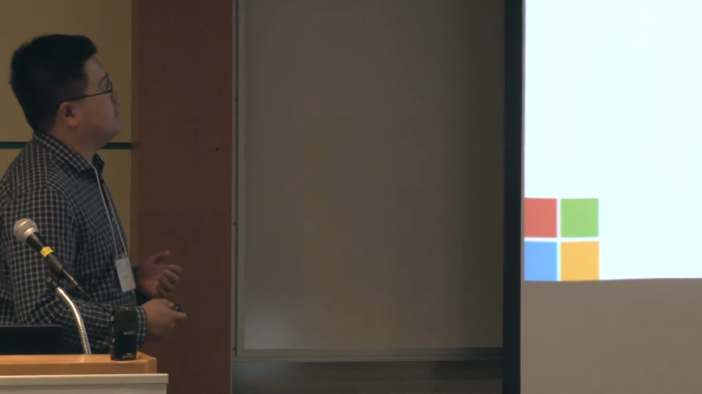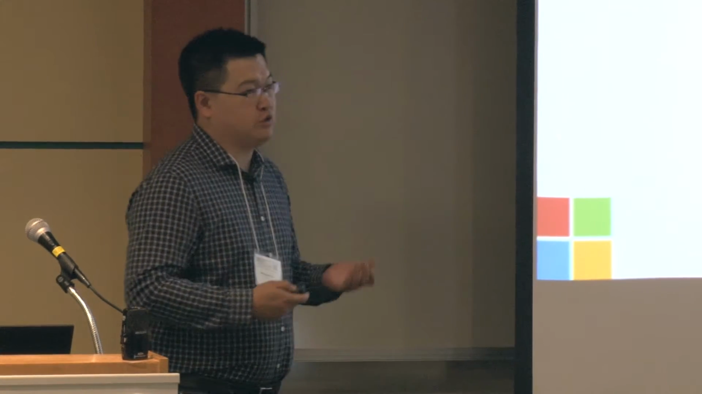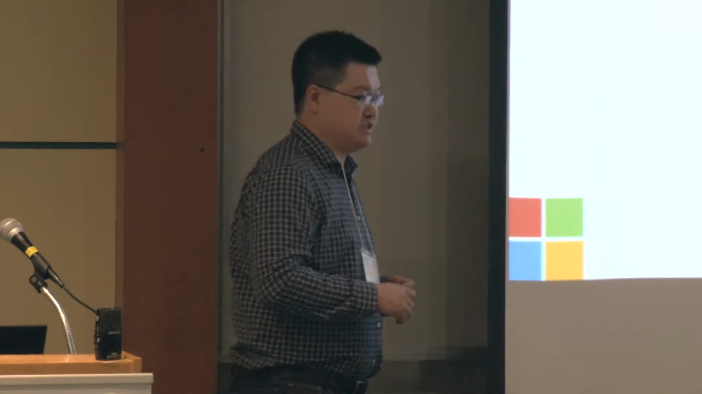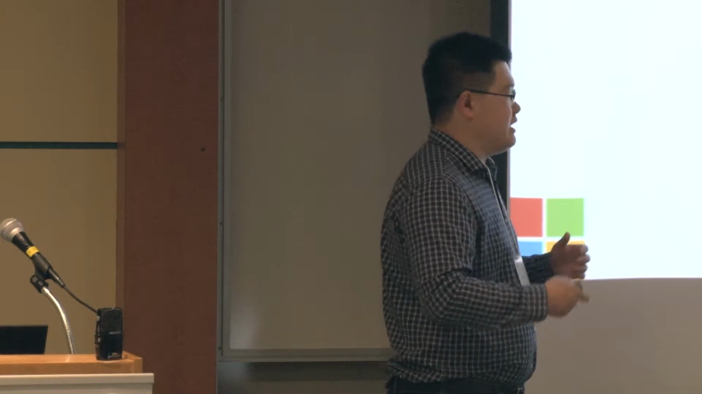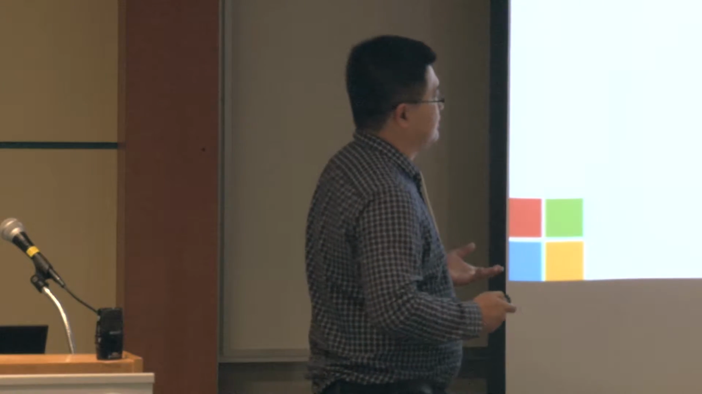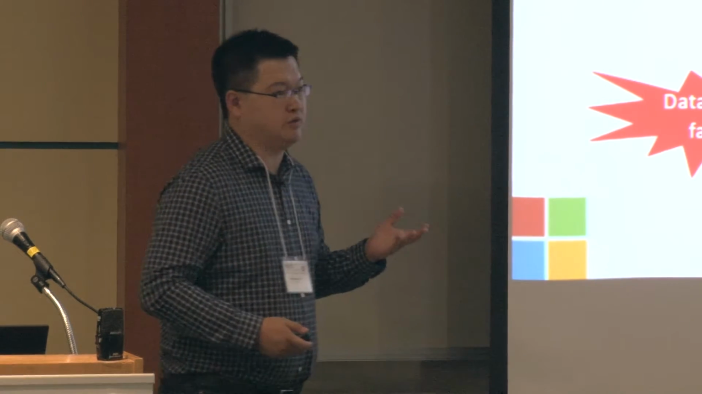The other kind of fault is control plane faults. That means failures or long delays in configuring a network device. It is sometimes caused by the TE controller's communication channel breaking. Also on the switch side, there are a bunch of problems that prevent the switch from responding to the configuration. If you want to reconfigure a bunch of switches and some are not responding and still use the old configuration, this mismatch will also cause severe congestion. For more examples, you can refer to our paper. Let's get back.